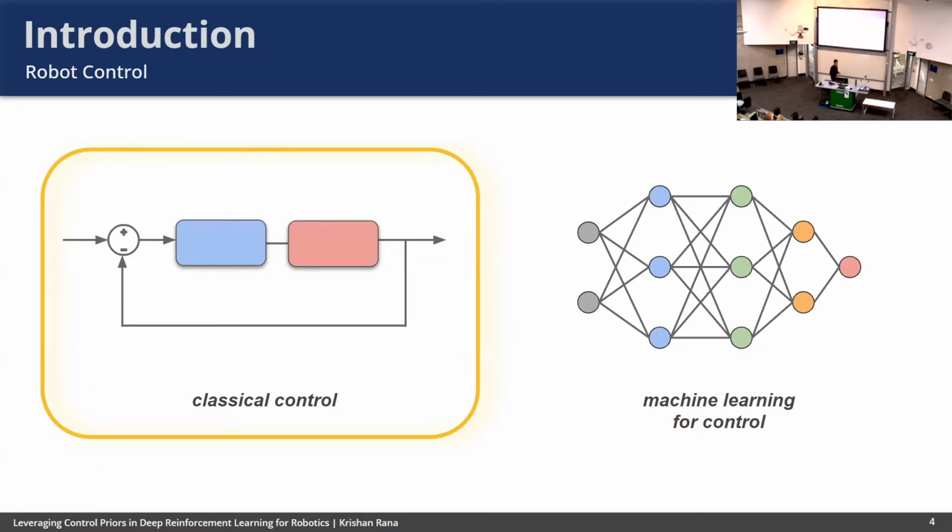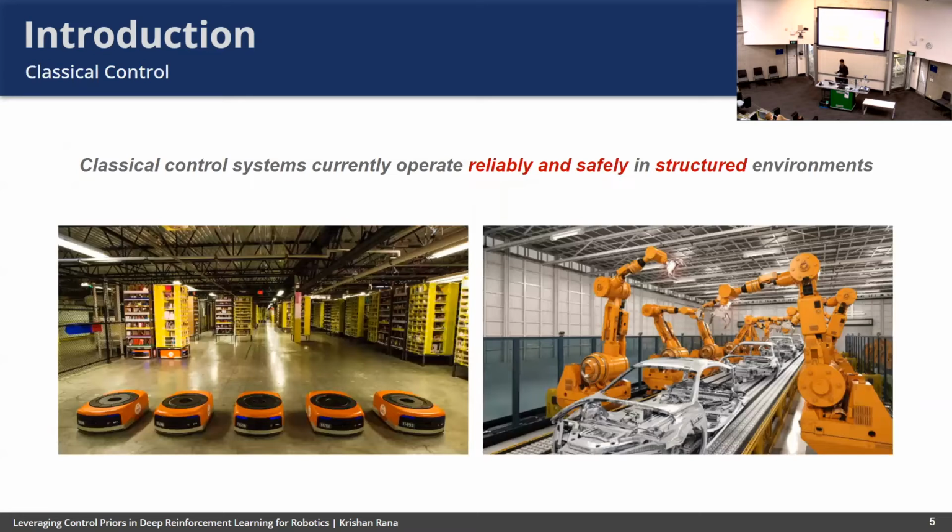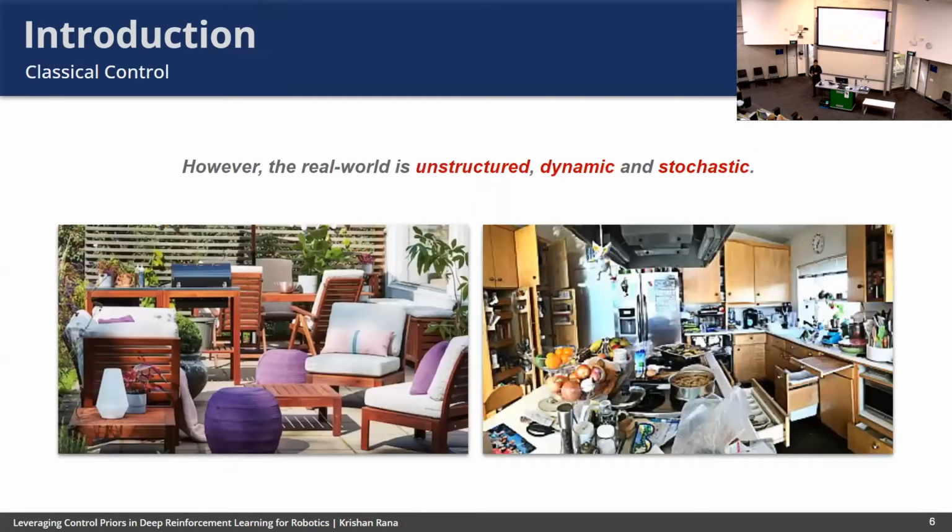These systems actually work great in structured environments where we actually get reliable and safe behaviors, given that we analytically define these behaviors, right? We understand how these systems actually work. However, the models that we use for these systems come with a lot of simplifications and approximations in order to make them mathematically tractable. And this limits them to operate in structured environments. When we move to the real world, which is unstructured, dynamic, and stochastic, these systems tend to fall suboptimal or tend to break down.